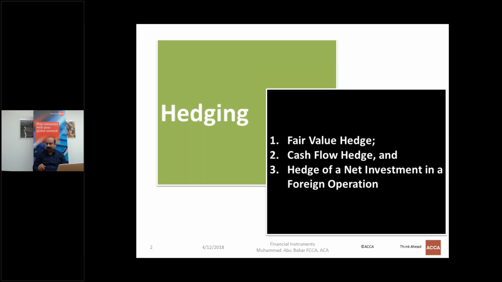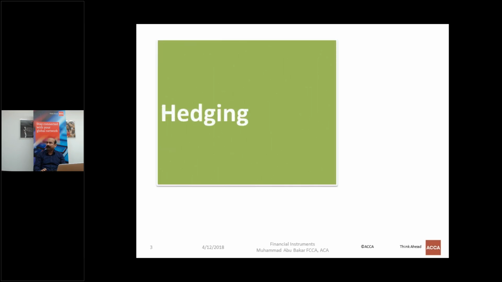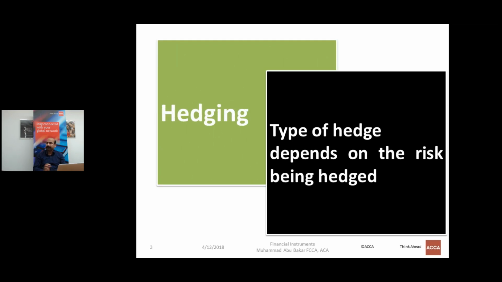So first of all, we go for our first learning objective. How can we decide what are the principles, what are the methodologies which can be applied to determine the type of hedge? And the type of hedge depends on the risk being hedged. This is very important. This is the key point. Type of hedge depends on the risk being hedged.